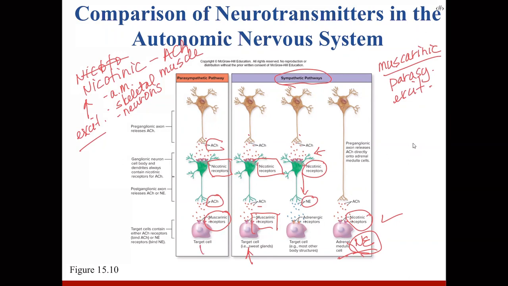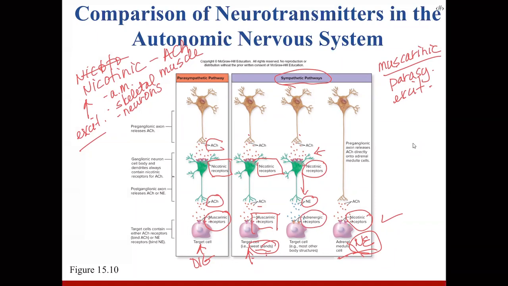Okay, so those are down here. So that'll turn on digestion. All right, this will turn down. If they're excitatory, it's going to make you sweat, right? If you're scared, that'll turn on the sweat glands. Okay, now adrenergic. So we've got to do the norepinephrine ones.